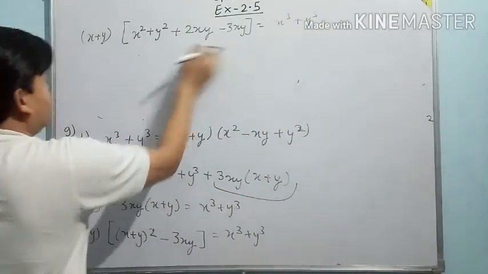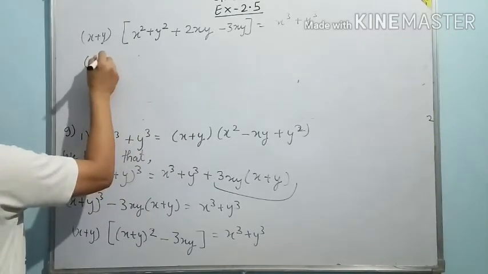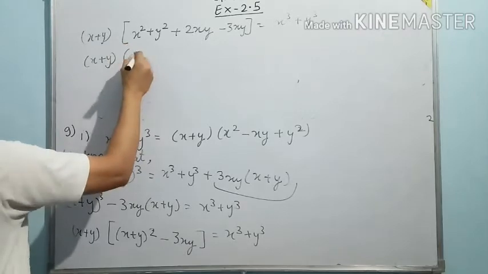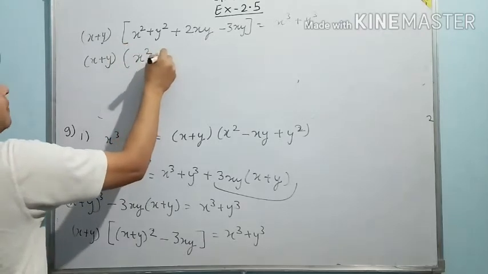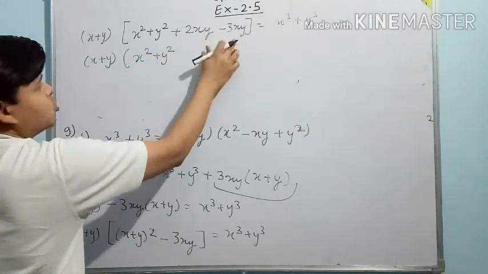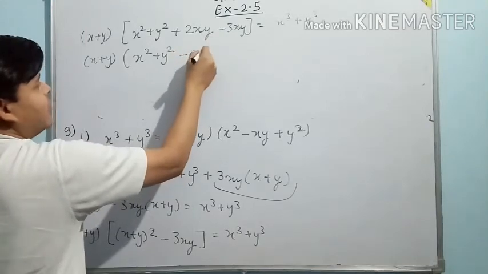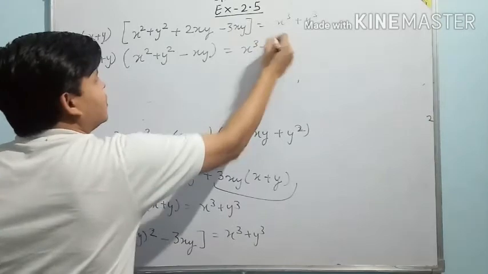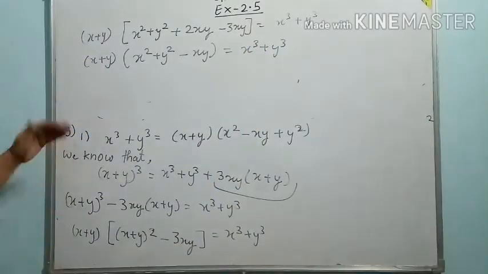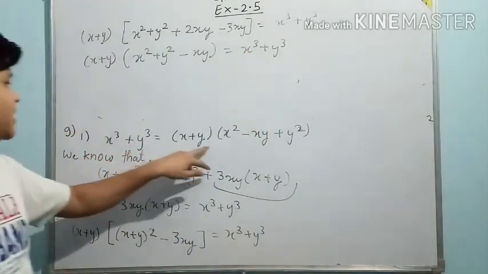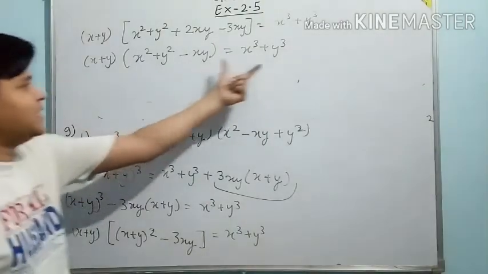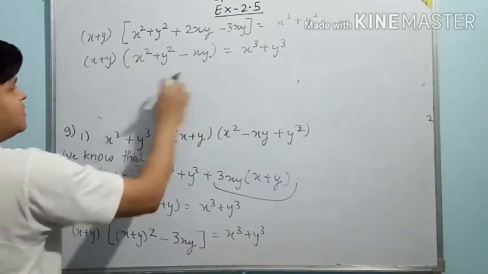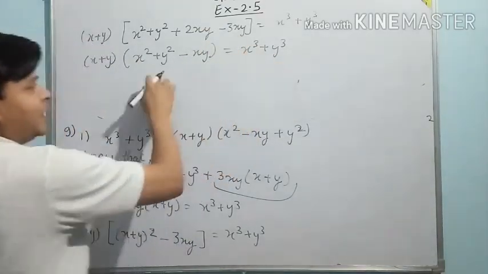Now we can solve this further, that x plus y, and here we have x square plus y square, and then you will solve these two, you will get here minus xy only, which equals x cube plus y cube. So almost we have done. We have to prove the same here, but this part is given in LHS, so what you will do, we just change their place. LHS you will write in RHS, and RHS you will write in LHS.